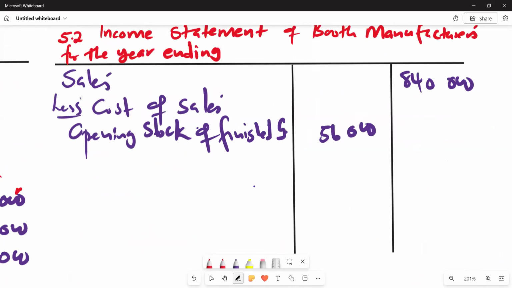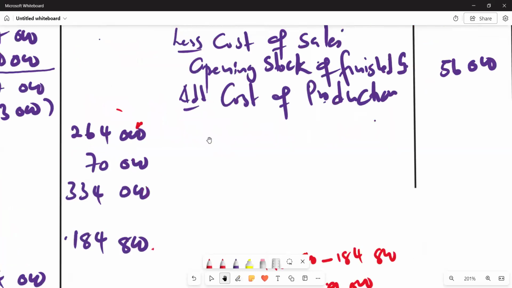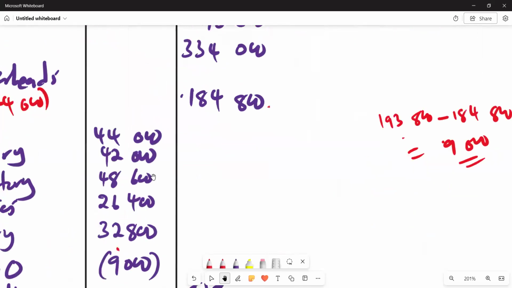So remember, if it's a trading business, we are supposed to say add purchases here, but we're not going to do that because it's a manufacturing business. So we're going to replace the figure for purchases with the cost of production of finished goods. So we are adding cost of production. And then we take the final figure that we got in cost of production, which is, let's just check it.